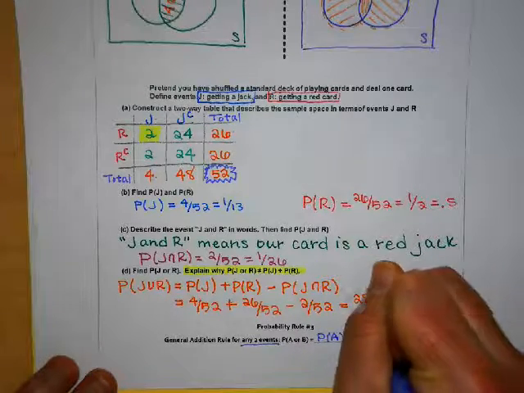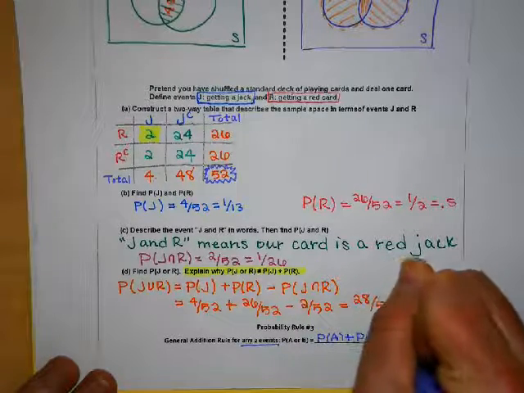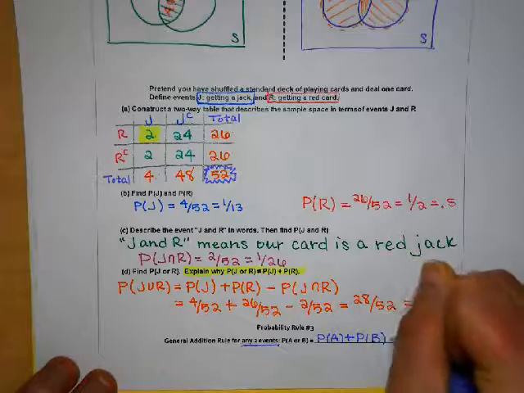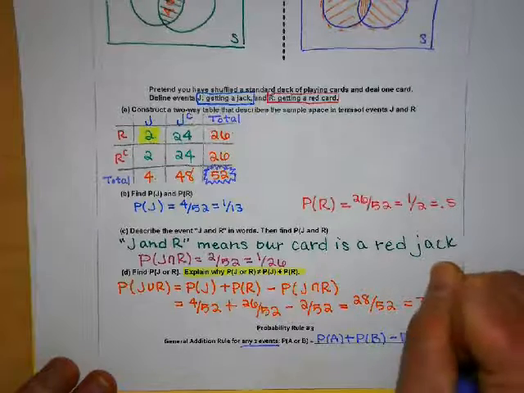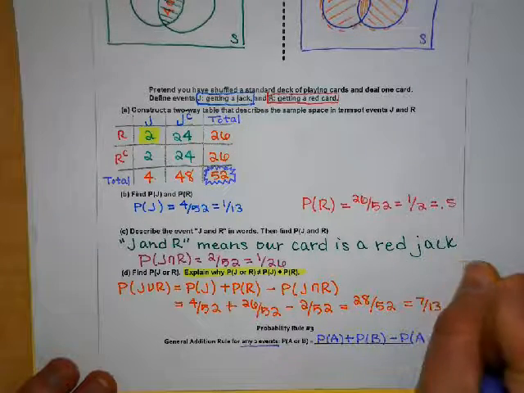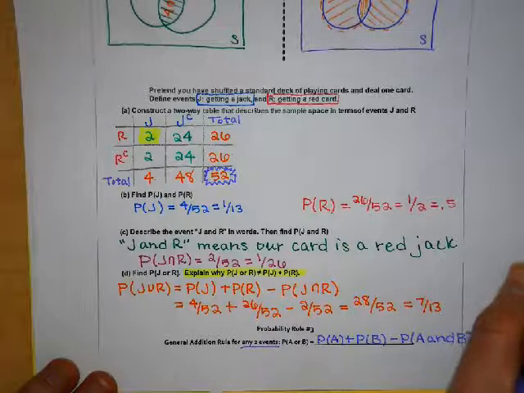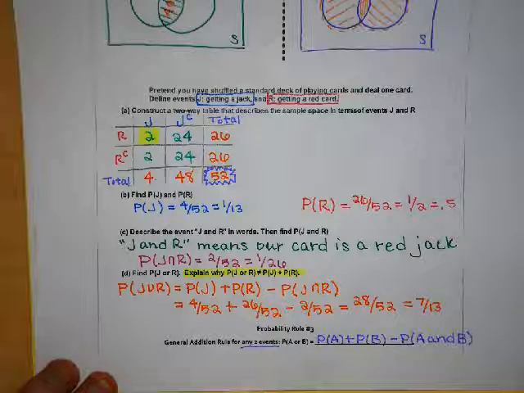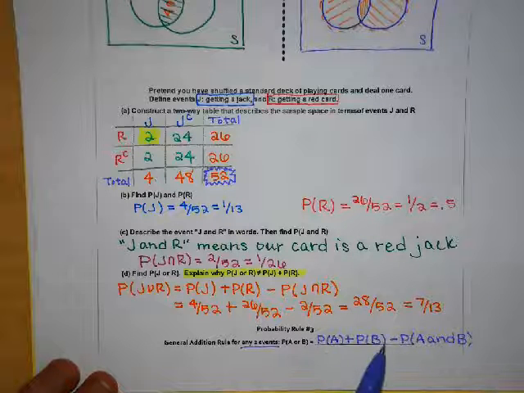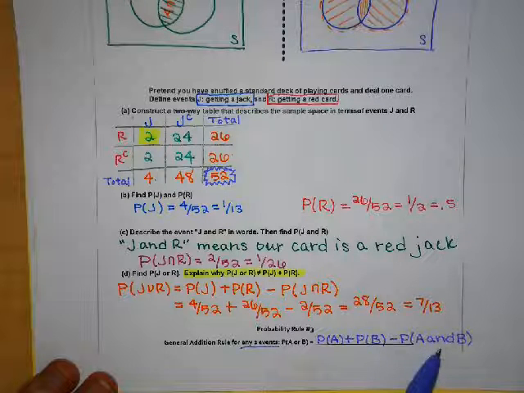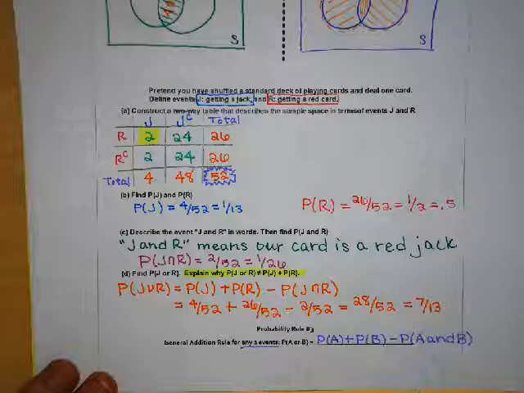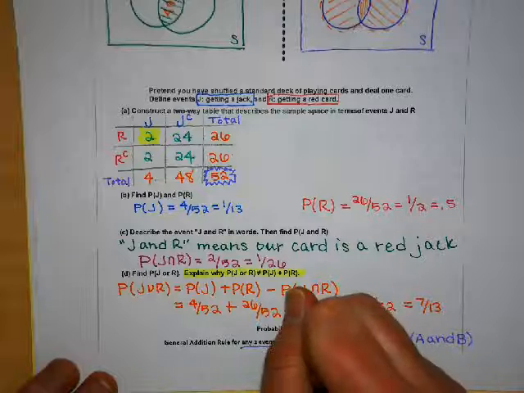Or you can remember that if they're mutually exclusive, you just add probability of A and B. And if they're not mutually exclusive, you add the probability of A and B, but subtract their intersection. And just so we have the alternate notation, probability of A or B.